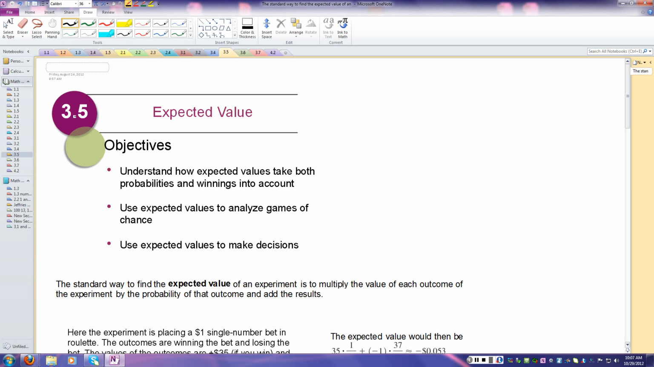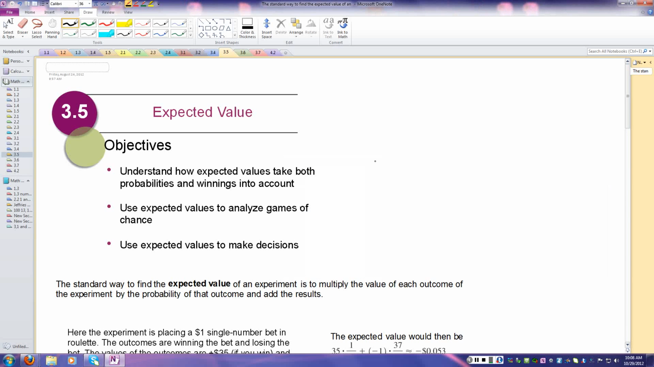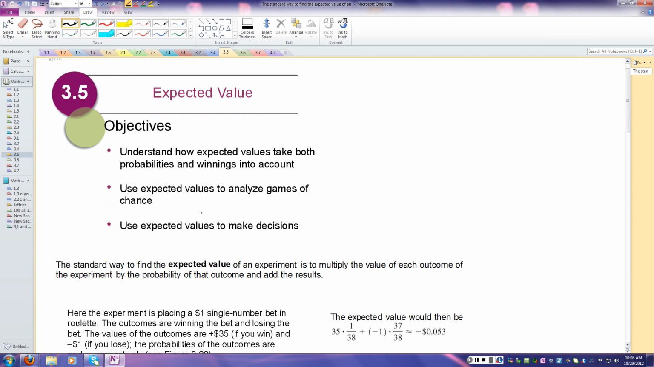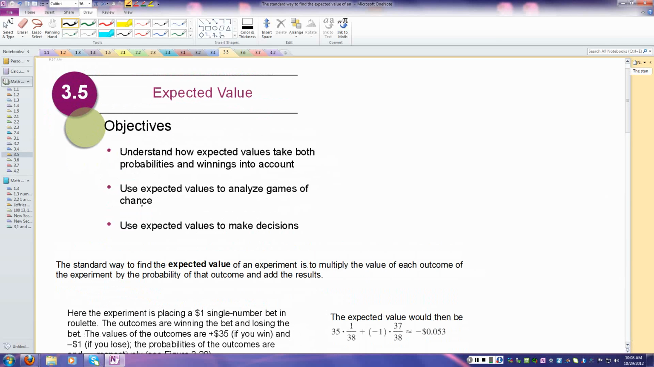Today we're going to talk about understanding the expected value, which takes both probability and winnings into account. We're going to come up with a numerical representation for this expected value and see how that is applicable in this section. Use expected value to analyze games of chance, and then use expected value to make a decision.